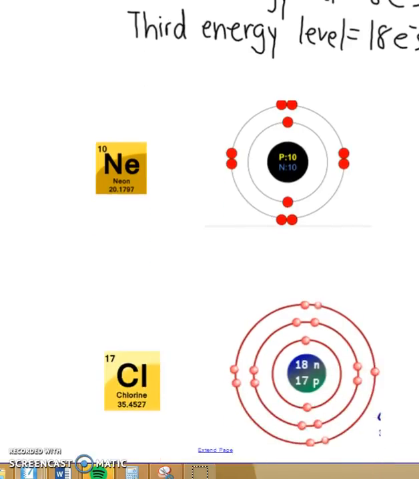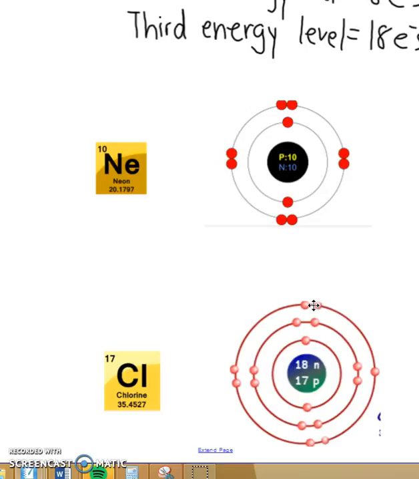A little bit bigger atom is down here, chlorine. Here's the nucleus, 17 protons. There's that number 17. This one happens to have 18 neutrons in it. Remember, the number of neutrons in a nucleus can vary. Here's my first energy level with 2 electrons in it, second energy level with 8, third energy level out here. So there's a total of 17 electrons in a chlorine atom.